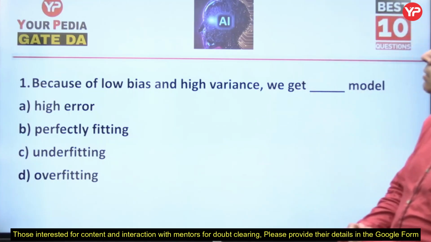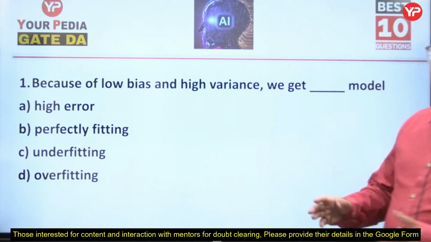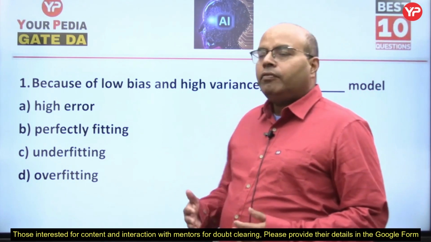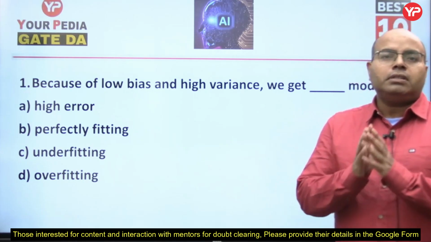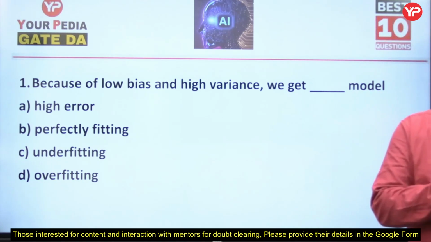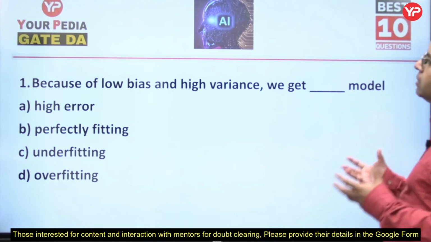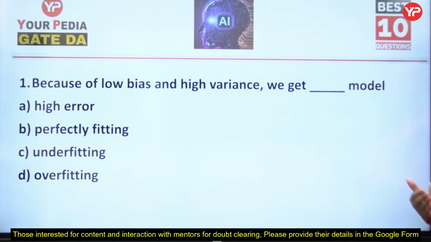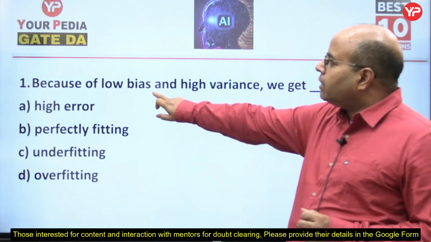So the first question is, because of low bias and high variance, we get which model? High error model, perfectly fitting model, underfitting model, or overfitting model? What we are talking of, low bias. Low bias means bias error is low. So we have definitely taken some complex model so that our data is fitting well in the training set. That's why we are getting low bias.